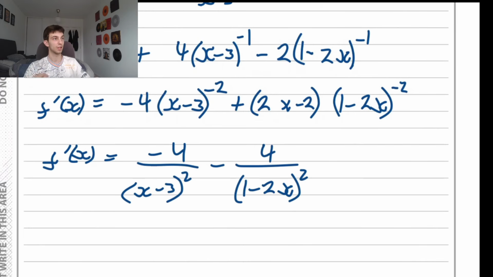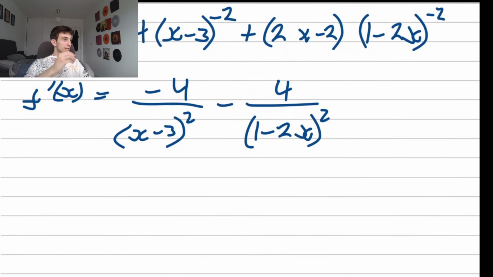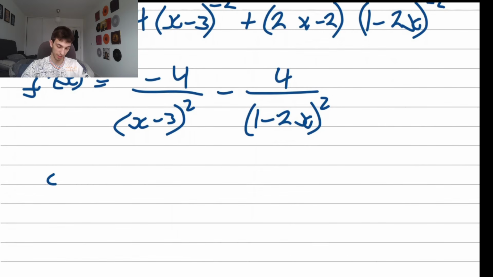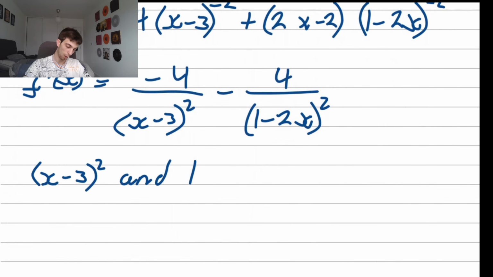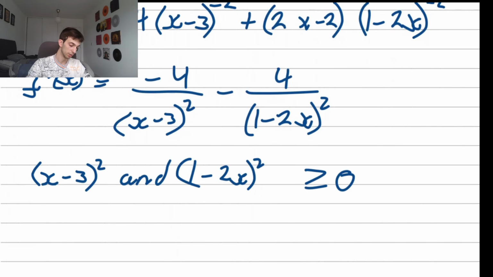Now, how can we say that f dash x is always less than 0? Well, here's what we know. We know 2 key important facts. x minus 3 squared and 1 minus 2x squared will always be positive. We know this because anything squared, so x minus 3 squared and 1 minus 2x squared, must be larger than or equal to 0. Therefore, we have minus 4 over a positive number, no matter what x is, and we have minus 4 over a positive number, no matter what x is.